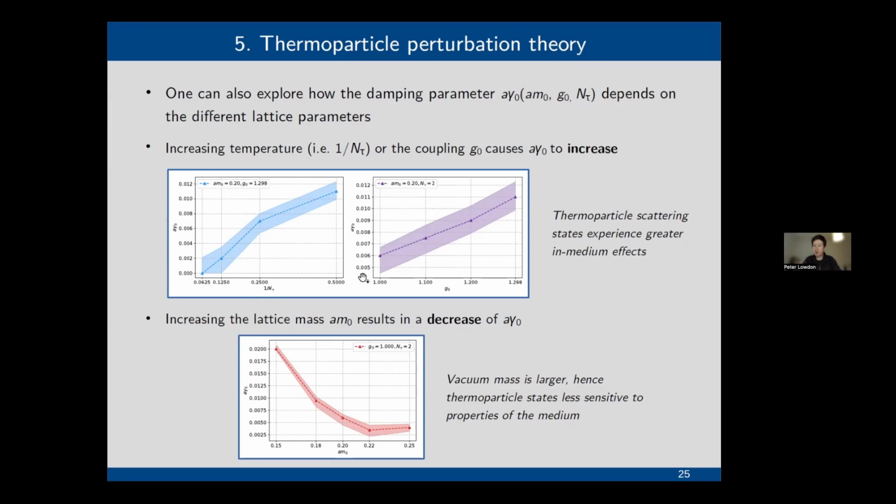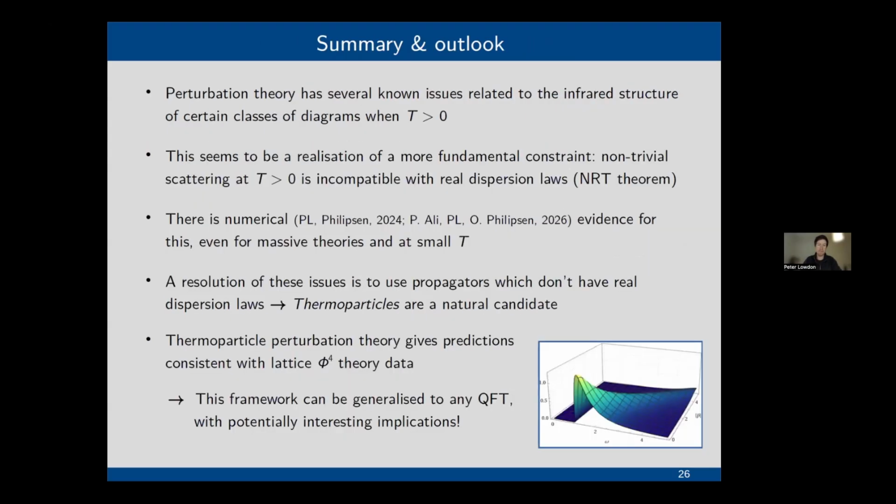The same is also true of the coupling, which is also what you'd expect. And with the mass, you see that the gamma decreases with the mass. And the logic there is that if you're heavier, you don't feel the medium effects as strongly. And therefore, the gamma, which is a measure of the interaction with the medium, decreases. So this parametric behavior, which we extract from the lattice data, is also consistent with the intuition for what we'd expect for this parameter.